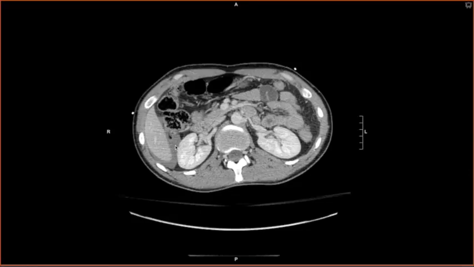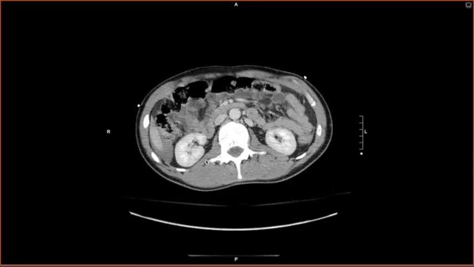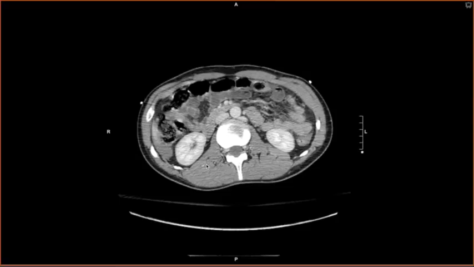Because this is a trauma, it's important to know what this fluid represents. So this fluid that sits here in Morrison's pouch, which is another name for the hepatorenal recess, could represent ascites in a patient who happened to have ascites beforehand, or it could represent hemoperitoneum or blood. So in this particular situation, what we do is we check the density of it using an ROI as we have done previously, and the density in that region measures an average of 36 Hounsfield units.